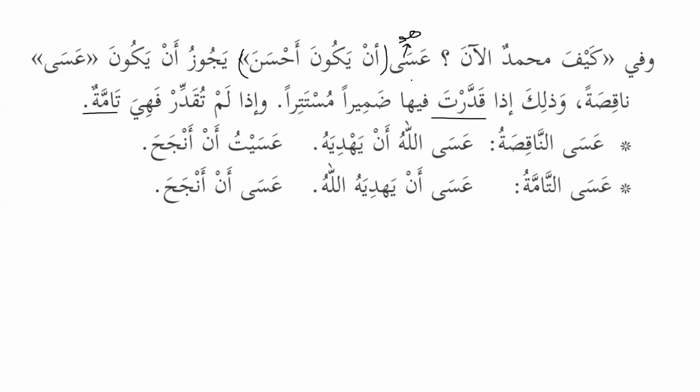So when we say that huwa is inside it, then please remember that it is going to be asa an-naqisa. Why is it going to be asa an-naqisa? Because we are saying that there is a hidden damir inside it. However, وَإِذَا لَمْ تُقَدِّرْ فِيهِ فَهِيَ تَامَّةٌ, but if we do not say that there is a hidden damir inside it, and we use it as asa, then we will say that this is asa at-tamma. And now let's look at the examples.